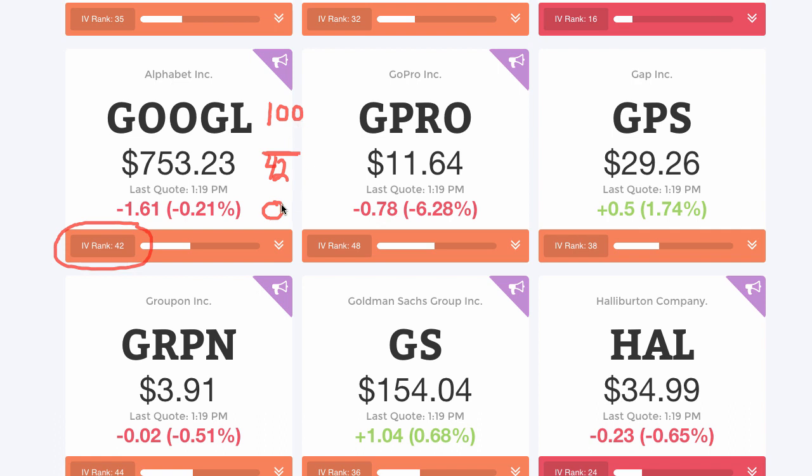Apple is more towards the zero barrier, so it's more on the low end, meaning that implied volatility is relatively low for Apple compared to Google.